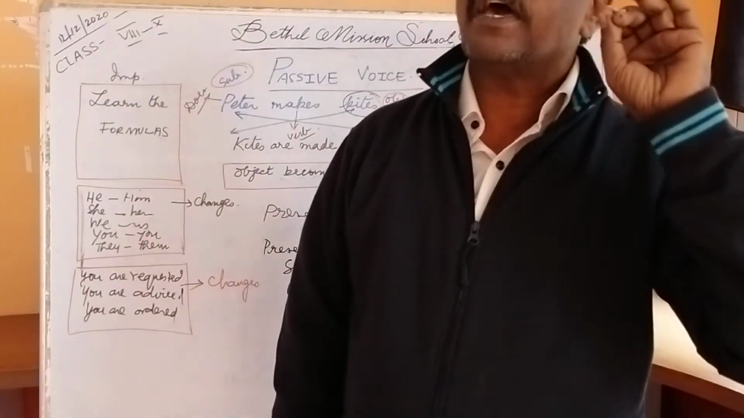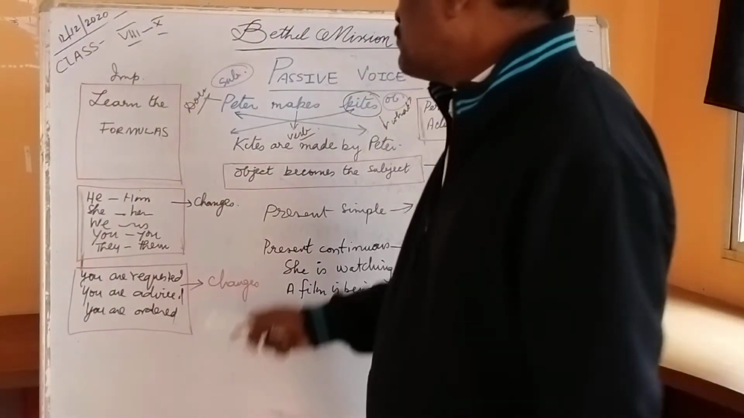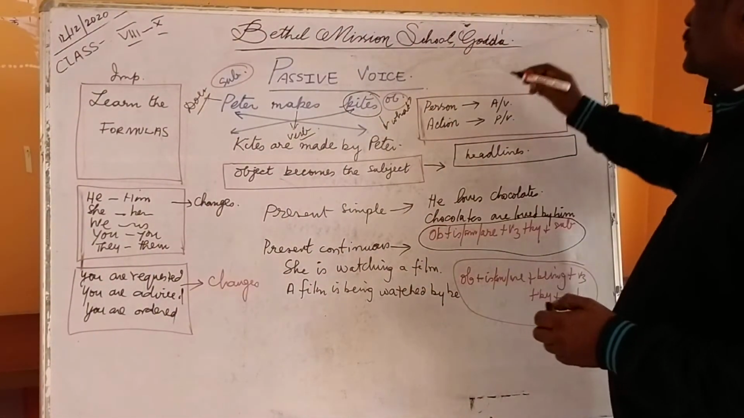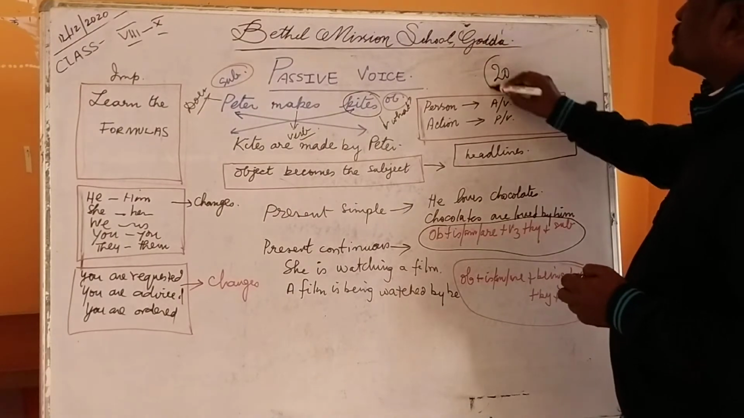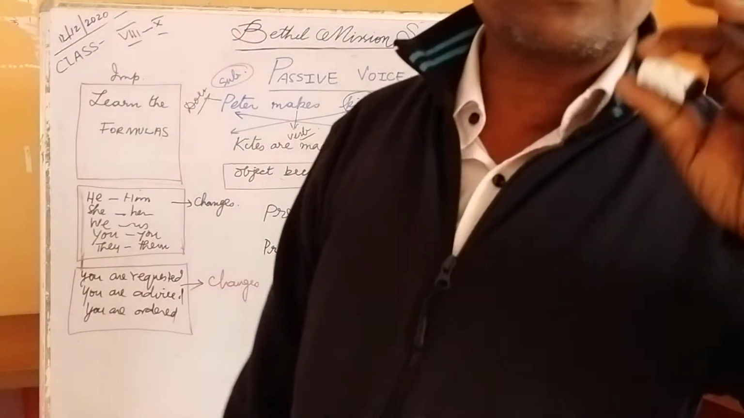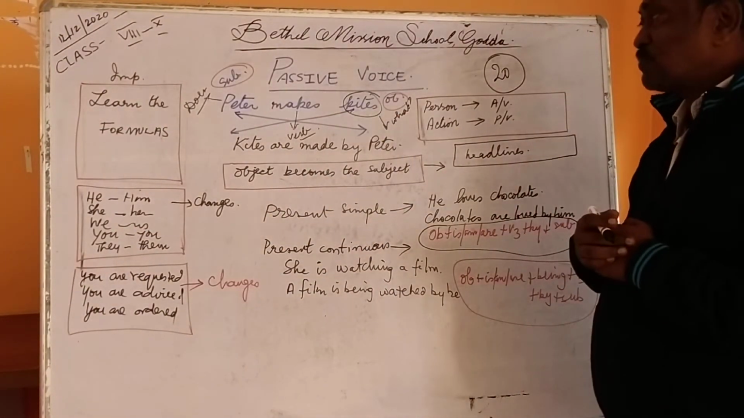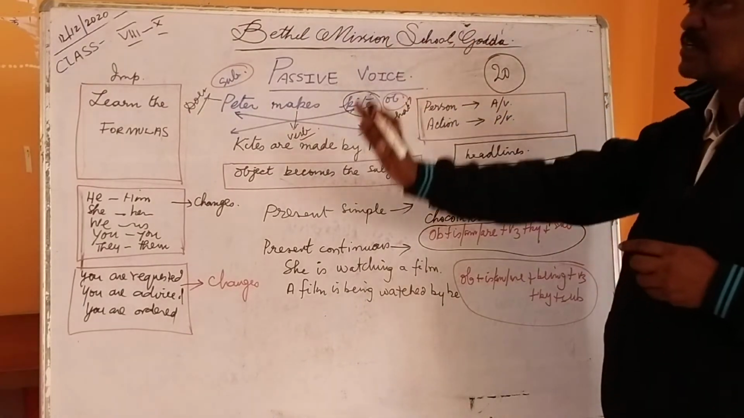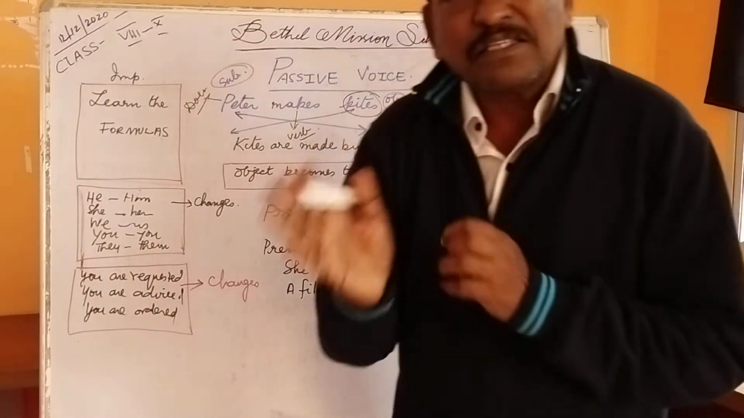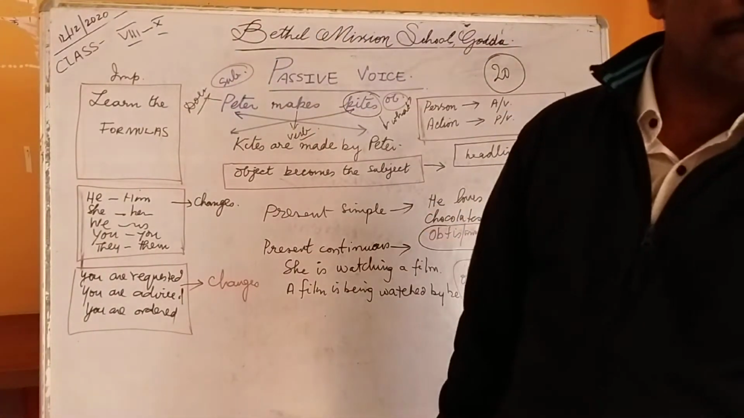There are 12 formulas for the active voice and 8 formulas for the passive voice. Altogether, you can have 20 formulas. Other than these 20 formulas, there are some exceptional sentences and we have some special formulas for them as well. But first, let us discuss the tenses and how every tense is converted into passive voice.